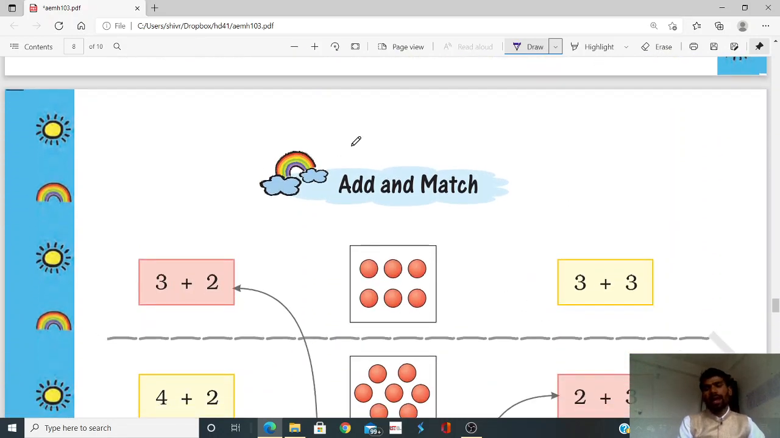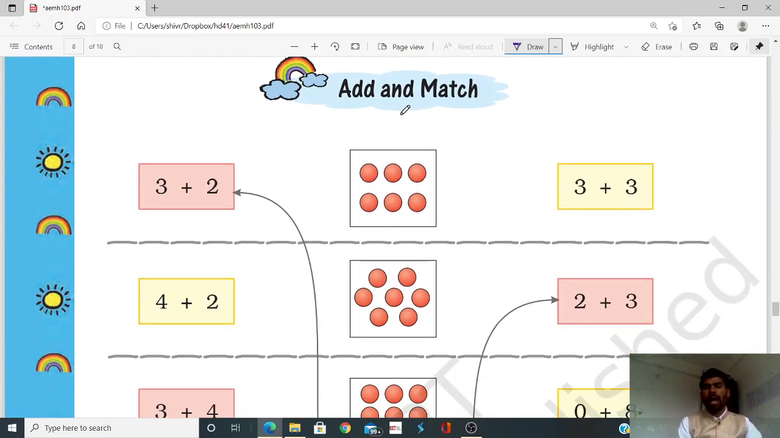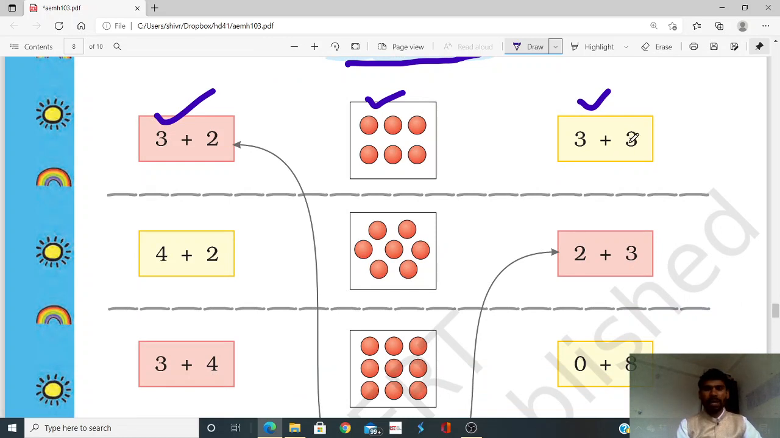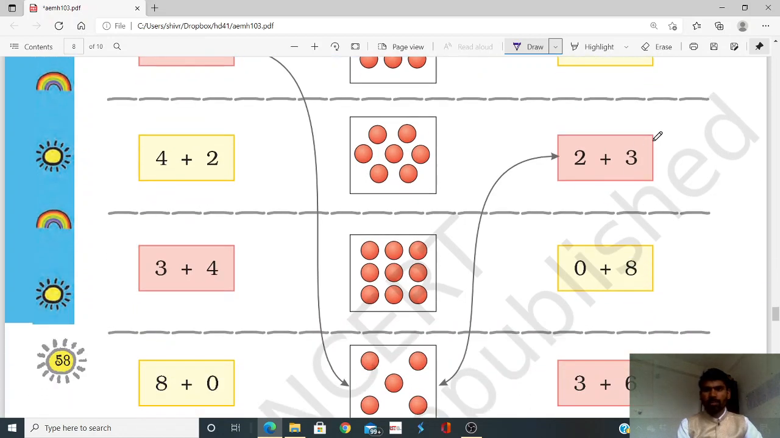Okay, add and match. We have to add and also match, right? This is very interesting. Here we have given the numbers, and in this box we have given the circles, and here also we are given numbers. We have to do addition and join the line with this box, right? 3 plus 2 is equal to 5, right? Here also you can see 3 plus 2 is equal to 5.